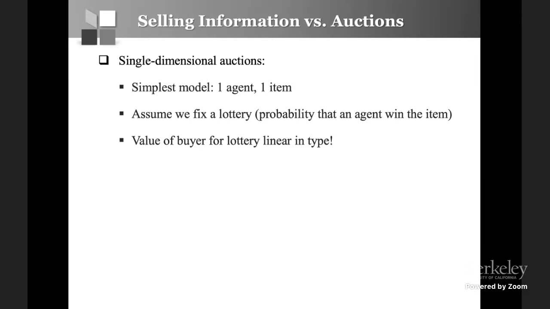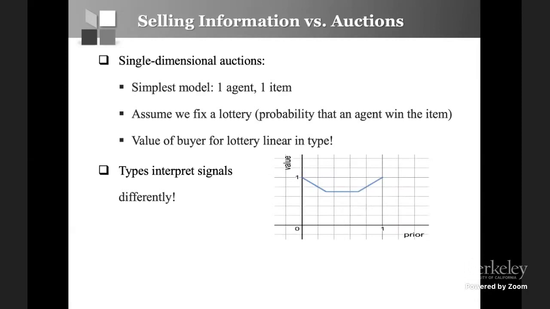One thing that we can immediately observe from the previous COVID-19 example is that even in the single-dimensional environment, the value of the agent for a fixed experiment is not linear in her type. Because different types interpret the same signal in a different way, now the value is a piecewise linear function. And this shows that our model is more complex and presents more challenges when we try to derive algorithms and characterization of the optimal menu.